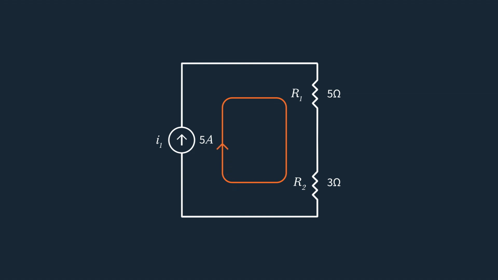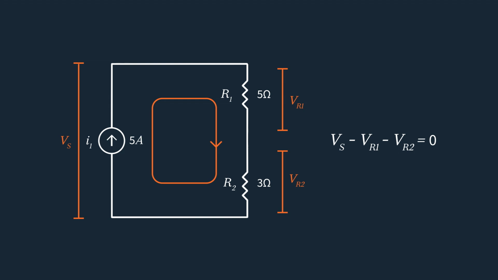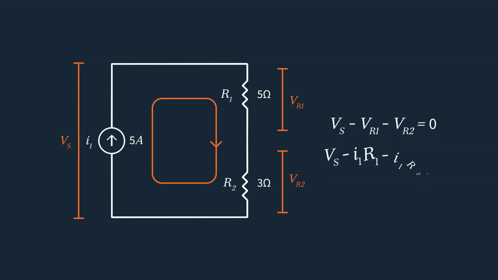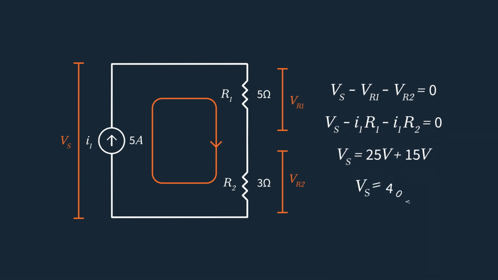So in this first example, let's consider the following circuit with resistors R1 equals 5 ohms, and R2 equals 3 ohms, and a current source I1 that outputs 5 amps. Now we can determine the voltage drop across the current source using KVL. Since the resistors are in series, the current passing through them is the same. So according to KVL, Vs minus VR1 minus VR2 equals 0. And then we replace the voltages with the current times resistance equivalents, with Vs minus I1 times R1 minus I1 times R2 equals 0. Replacing the numbers, we get Vs equals 25 volts plus 15 volts, or Vs equals 40 volts.